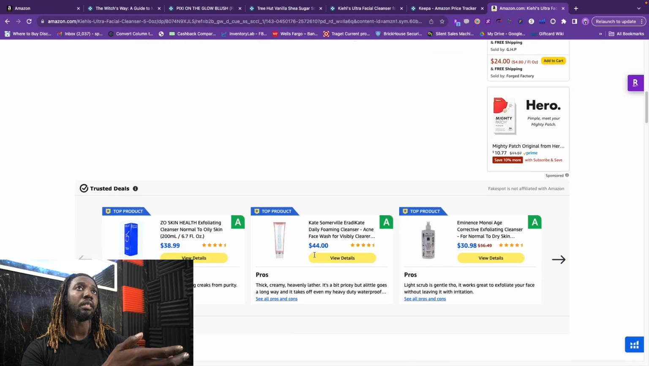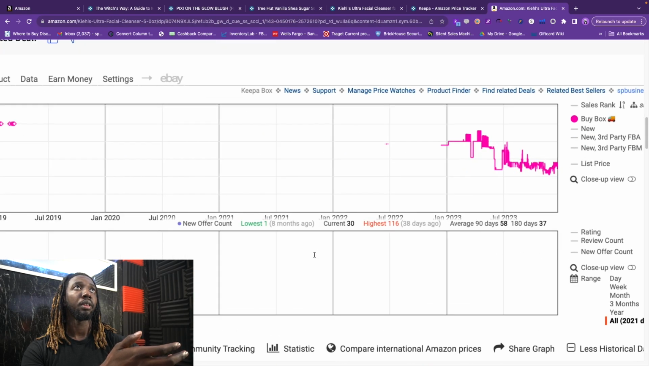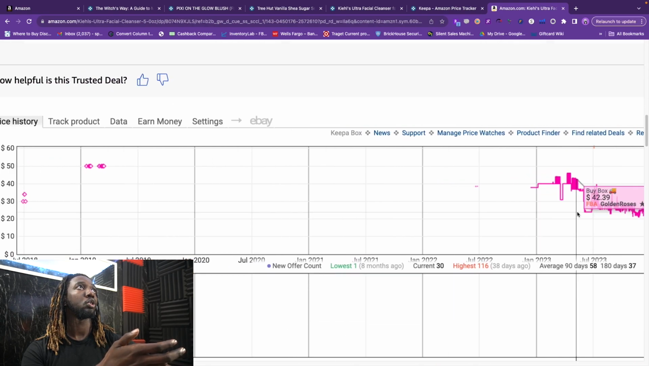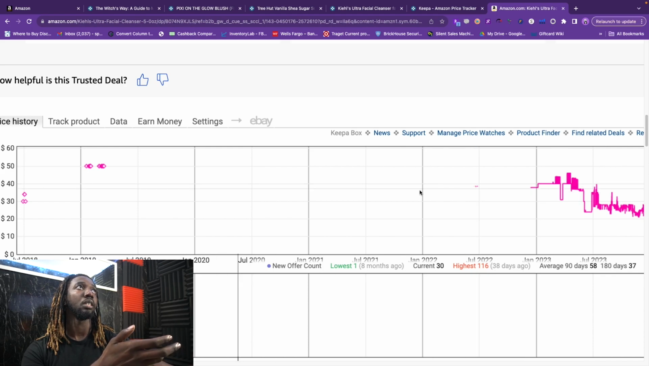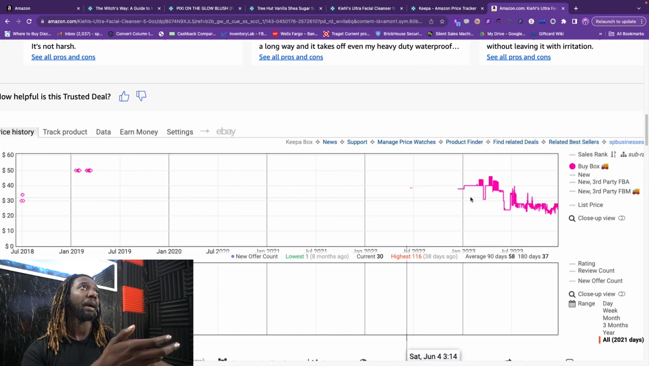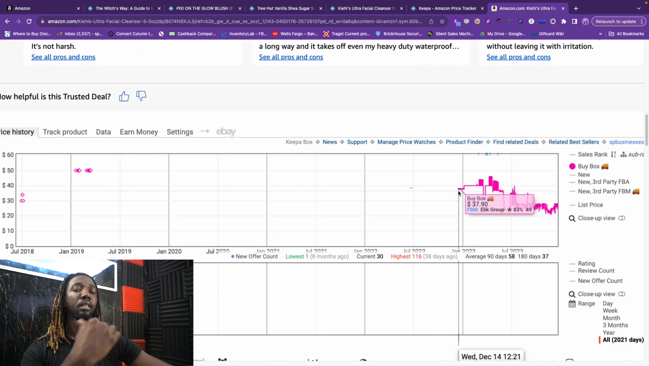So in this period right here, where there is no trace of a buy box, that means this whole time there was no buy box on the listing, and it came up 1 year ago, December of 2022.